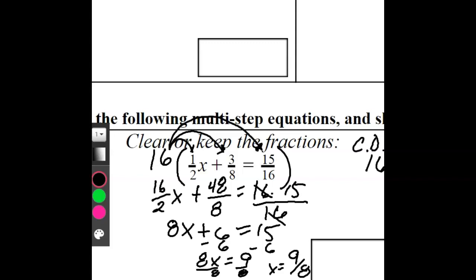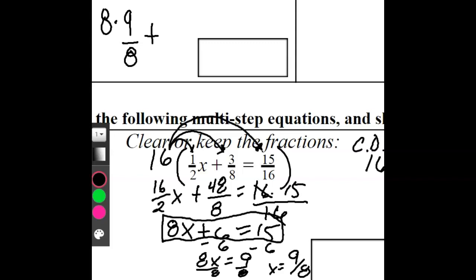So why do we want to leave it as a fraction? Well, actually I could check this one real quick, because 8 times 9/8, because I'm using this equation right here, plus 6, well, those 8s cancel. 9 plus 6, guess what? 9 plus 6 is 15. That's the equation I have here. So when we clear fractions, basically, our goal is to get rid of that bottom number. Again, find the common denominator.